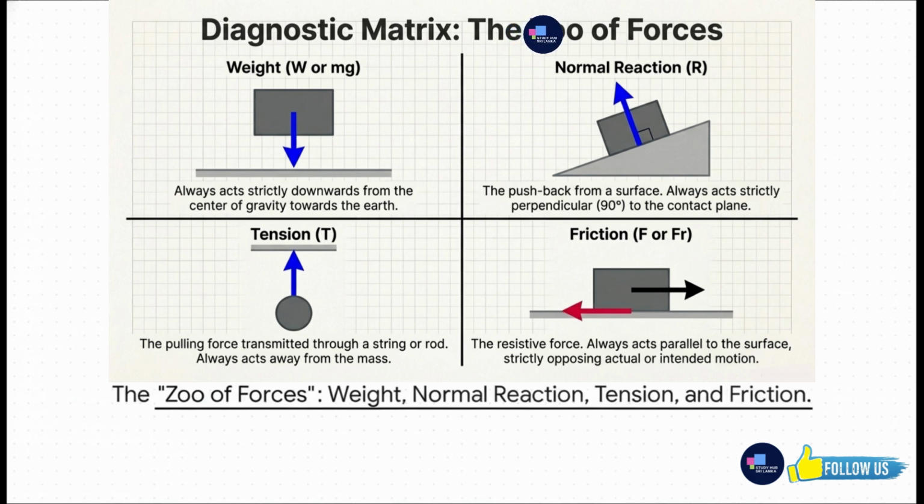First up, we have weight. Simple. It always pulls straight down towards the center of the Earth. No exceptions. Then there's the normal reaction. That's the surface pushing back, and it's always at a 90-degree angle to the surface. Next is tension, which is the pull you feel in a string or a cable. And finally, the tricky one, friction, the force that always tries to stop things from moving. You absolutely have to be able to spot and draw these 4.